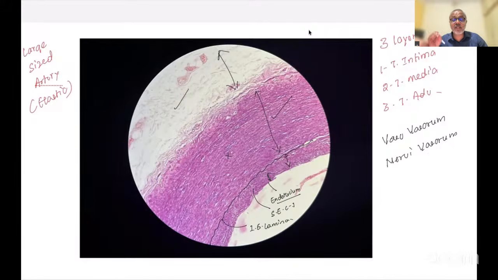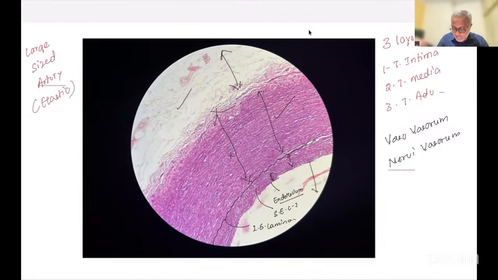Vasa vasorum is a blood vessel supplying the blood vessel. Nervi vasorum is a nerve supplying the blood vessel, and these are located in tunica adventitia. So how do we say that this is a large size artery or elastic artery? Thick tunica media. This should be the giveaway point, right? Invariably, you will not see the entire lumen when they focus a large size artery. Remember, this is a 10x view, and you will not be able to see the complete lumen.